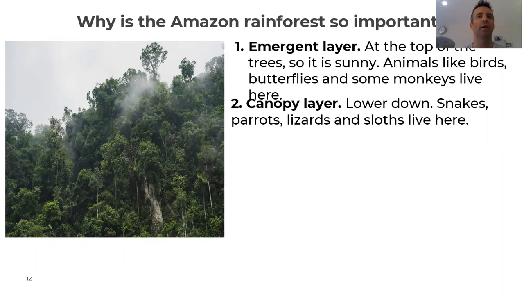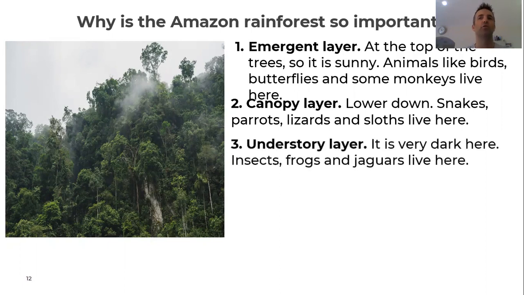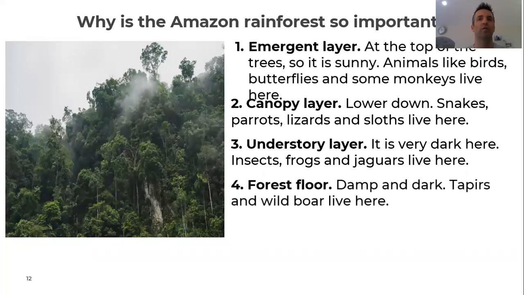What have we got next? Underneath that, we have the understory layer. Now it's very dark here because not much sunlight can reach through the trees above. So it's a very dark place, but lots of animals, including insects and frogs, or even jaguars, the predators, live here as well. Then at the bottom, we've got the forest floor.